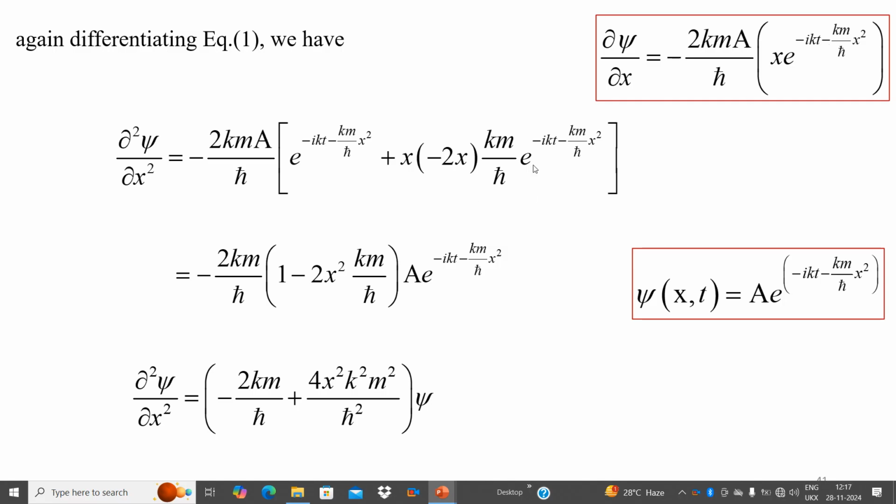Now we can pull common terms out. When you take common terms, this becomes minus 2km by ħ and this is your 1. So 1 minus 2x²km by ħ, and the common term is nothing but a e power minus i(kt minus (km/ħ)x²). And we know, as shown in the problem, this is nothing but your psi. So we can write ∂²ψ/∂x², which is equal to minus 2km by ħ plus, multiplying this one, minus into minus gives plus, 4x²k²m² by ħ psi.